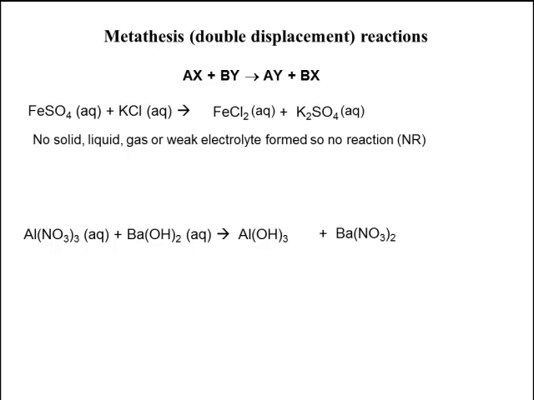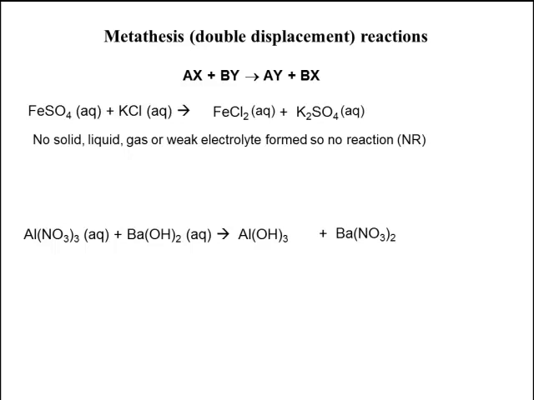In order for a double displacement reaction to occur, we need to form a solid, liquid, gas, or weak electrolyte. None of those were formed, so this would technically be no reaction, or I use NR to represent no reaction. Nothing would have happened. We'd have just mixed two solutions together and ended up with a new mixture. Okay, let's look at the next one.